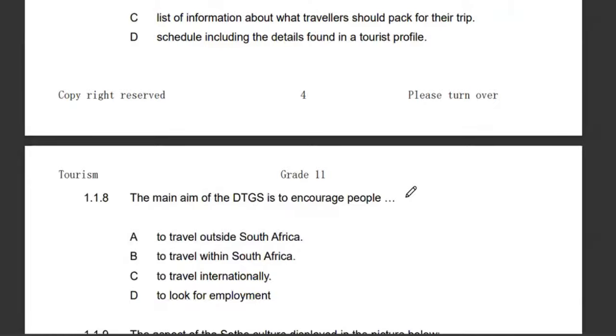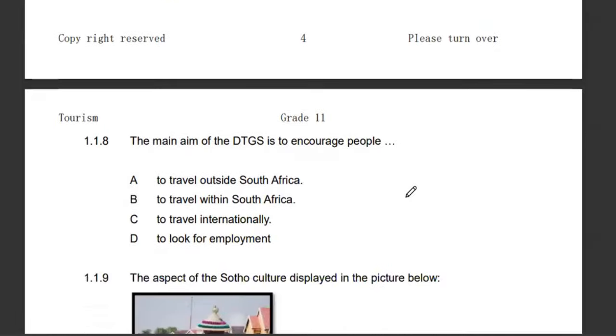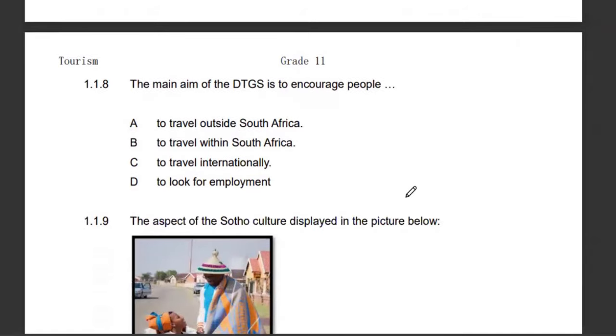Then 1.1.8, the aim of the domestic tourism growth strategy is to encourage people to, so the key there is domestic, because DTGS simply means domestic tourism growth strategy. So it is to encourage people to travel within South Africa, to travel within South Africa's borders.